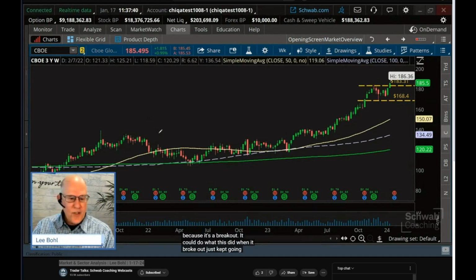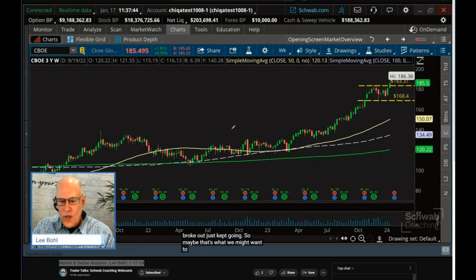So maybe that's what we might want to do for our trade today. So this looks a little bit stronger than Church and Dwight, at least for some traders, because there is no high above where we are now that could potentially act as resistance. So if we were going to do this for our trade today, then how would we do that?